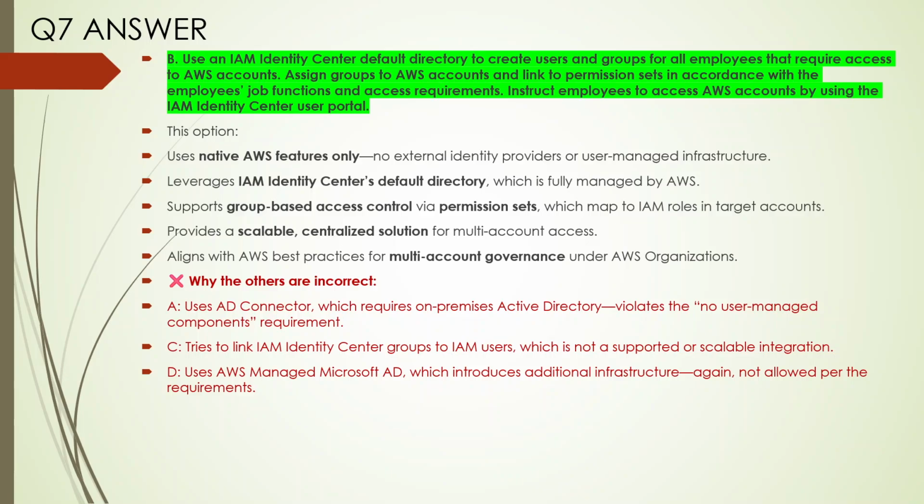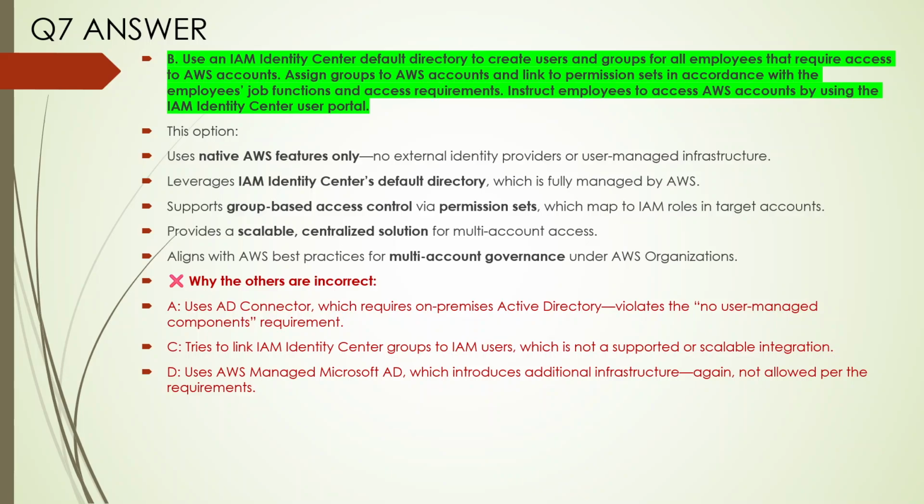So this is using native AWS features only, no external identity provider or user-managed feature. It leverages an IAM Identity Center default directory, which is fully managed by AWS. It supports group-based access control via permission sets, which map to IAM roles in the target accounts. It provides a scalable and centralized solution for multi-account access. It aligns with the AWS best practice for multi-account governance under AWS Organizations.